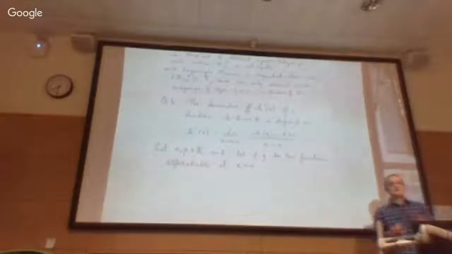So now, we let alpha and beta be any two real numbers without any restriction. And let f and g be two functions differentiable at a. So our task here is to show that the linear combination of the two functions is also differentiable.